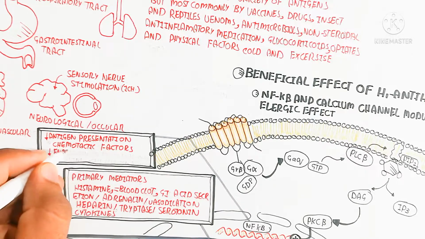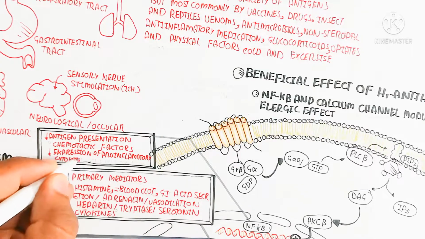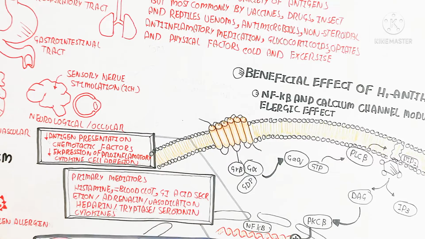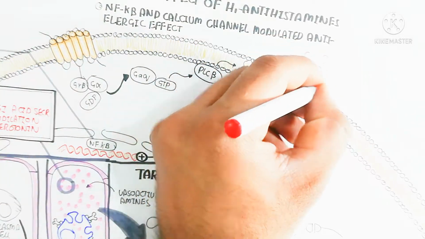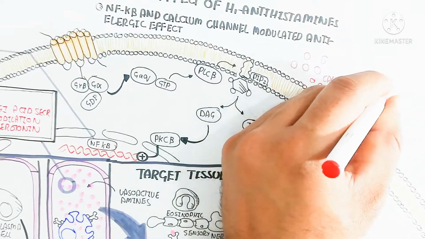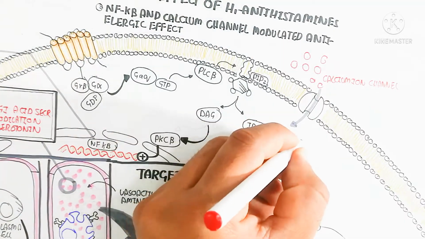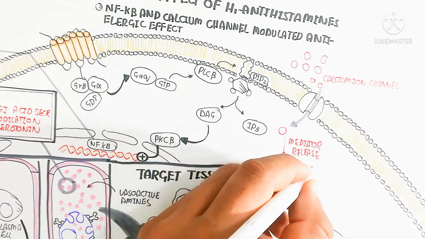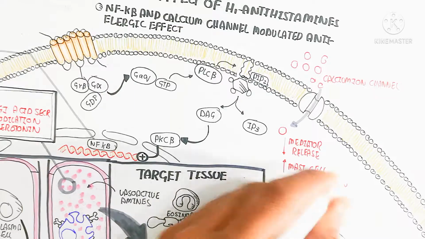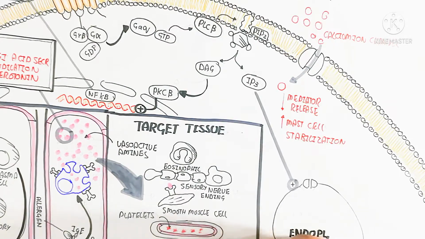And this nuclear factor kappa B will lead to antigen presentation, chemotactic factors, and the expression of pro-inflammatory cytokines and cell adhesion. These will be decreased if the antihistamine works. If this antihistamine does not work, it will lead to increased inflammation, antigen presentation will be increased, chemotactic factor will be increased, and expression of pro-inflammatory cytokines and cell adhesion will be increased. So here the calcium channel also allows the mediator release, due to calcium moving inside, and mediator release will be decreased if the calcium does not move inside.